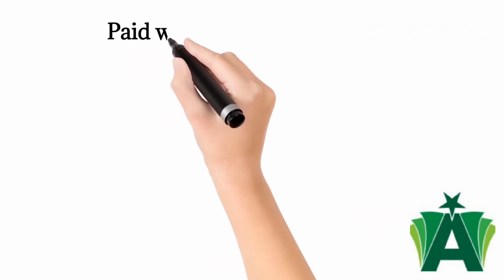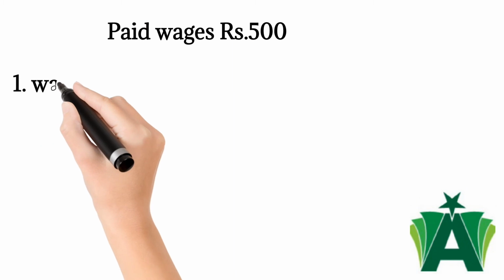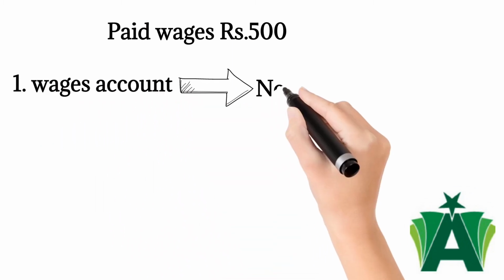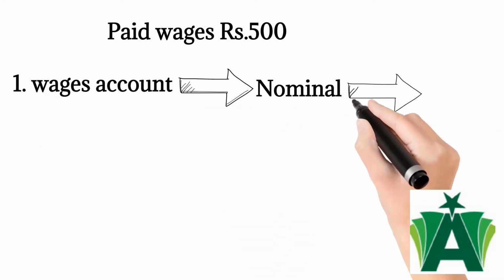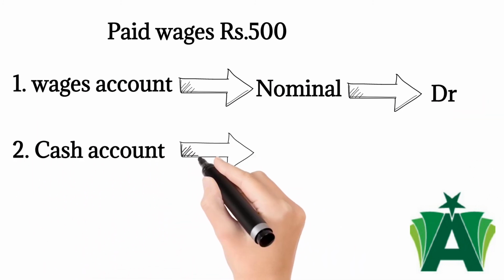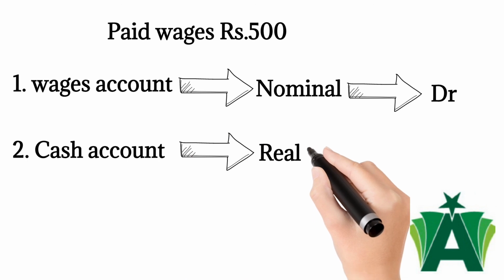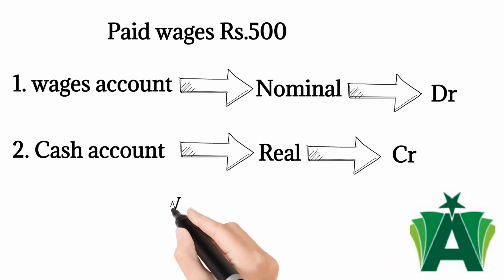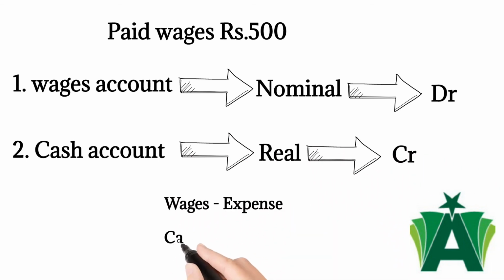Transaction number 4. Paid wages 500. Here, cash account and wages account are involved. Wages account is debit, and cash account is credit. Nature of wages is expense and cash account is asset. All expenses are involved in nominal account and all assets are involved in real.